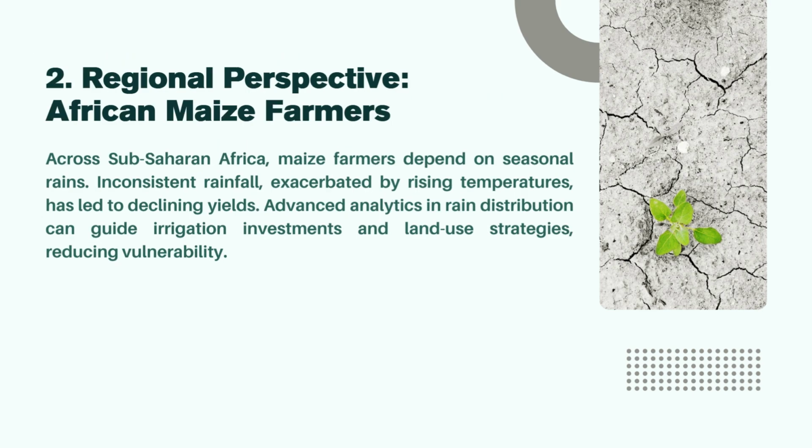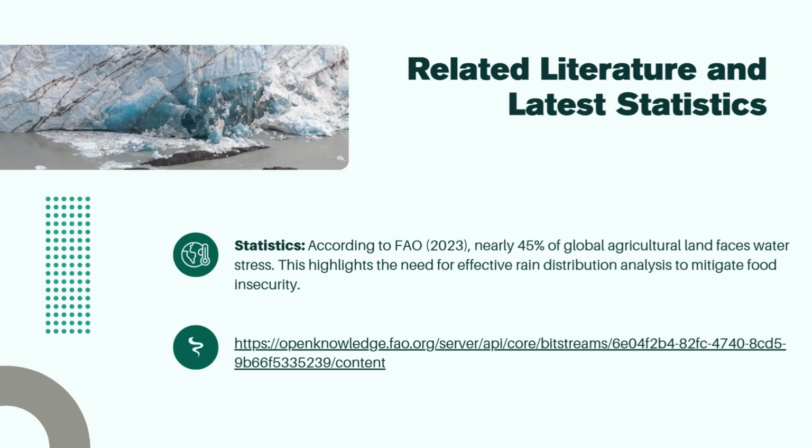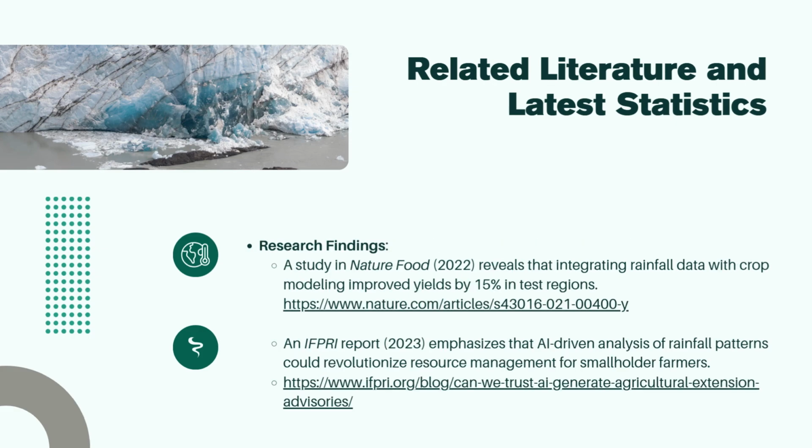Similarly, maize farmers in sub-Saharan Africa struggle with inconsistent rains, and advanced data analysis can optimize irrigation and land use, increasing productivity. In India's West Belt, inconsistent monsoonal rains and groundwater depletion threaten farming. But adapting data-driven irrigation practices used in the US could help bridge productivity gaps. According to the FAO, 45% of global agricultural land faces water stress, with studies showing that integrating rainfall data with crop modeling can increase yield by 15%.